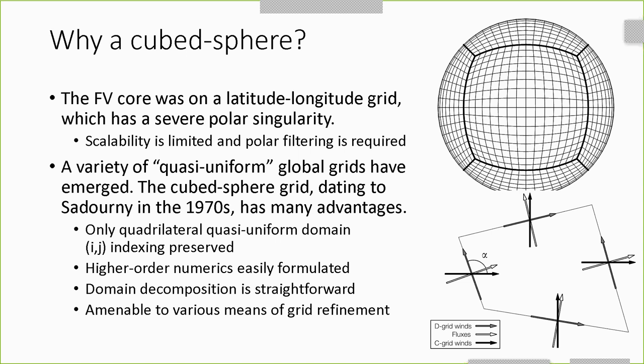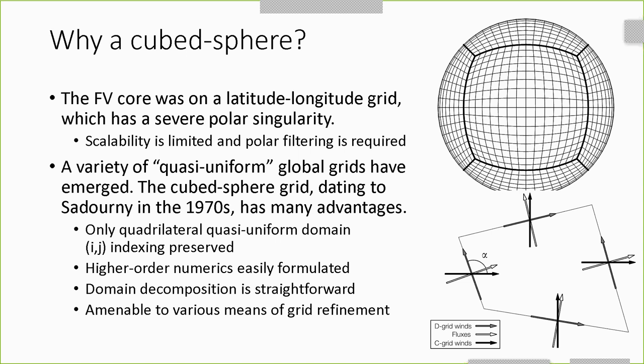And this gives you a lot of advantages. One is that you go from having a strong polar singularity to eight weak corner singularities. That allows the grid to remain much more uniform as you go from the center of the cube to the edges. That prevents the restriction of the time step, and that means you don't have to have a polar filter, so you can scale to a lot more processors. And furthermore, the cubed sphere has a lot of advantages over other possible global grids.